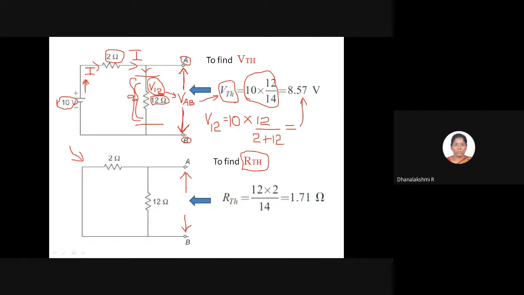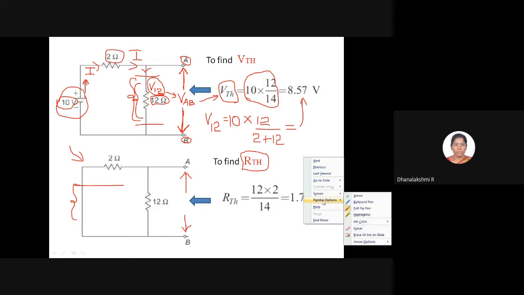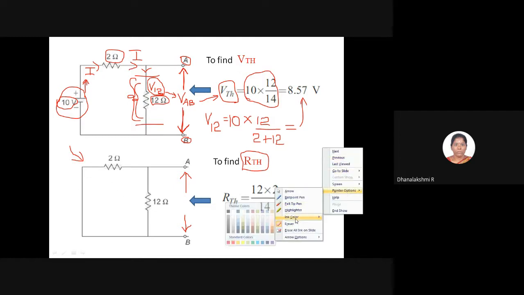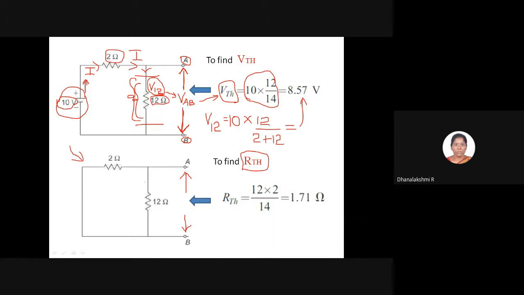After removing that load resistor, we have to look at the circuit, and wherever we have sources, all those sources have to be removed. Here you can see a 10 volt source is available, and we removed that 10 volt source, and it is replaced by a short circuit. So after removing the sources, and since it is a voltage source, we replace it by a short circuit, and now we got the circuit like this.